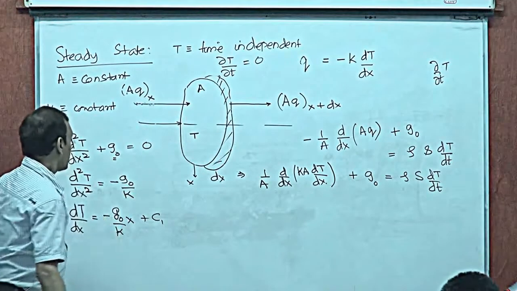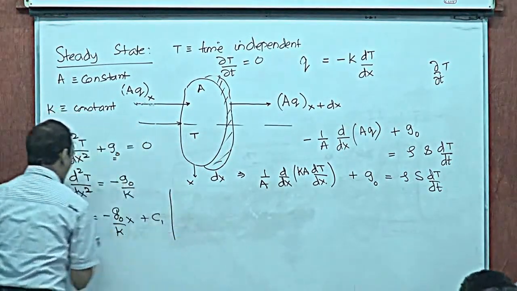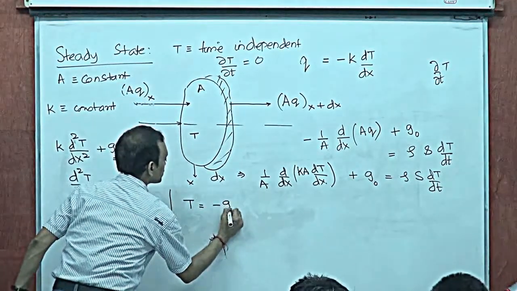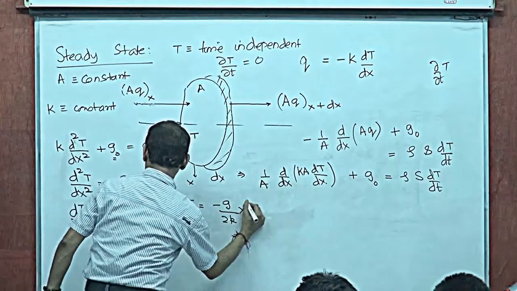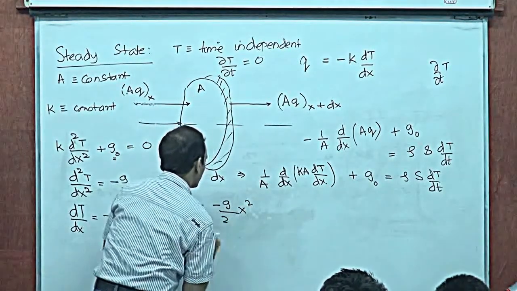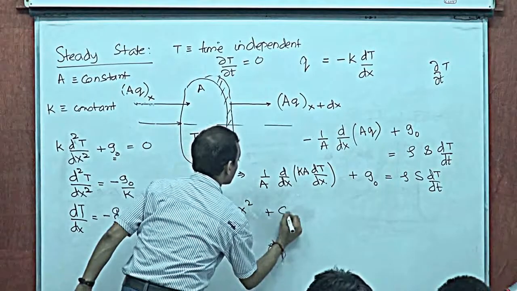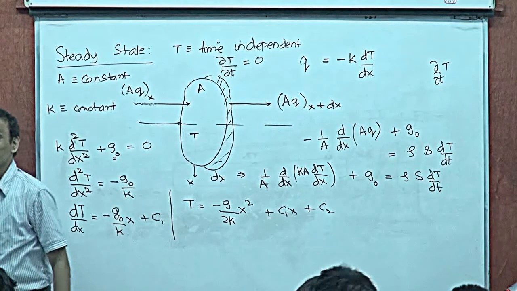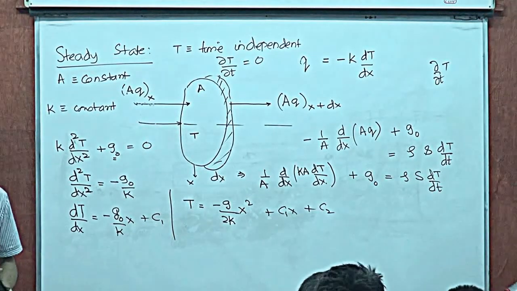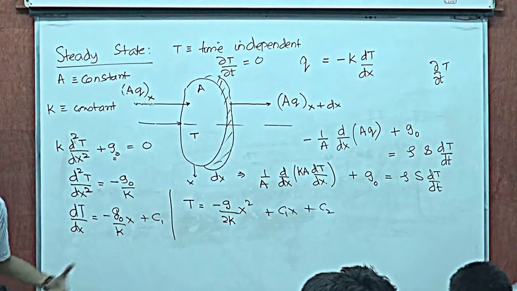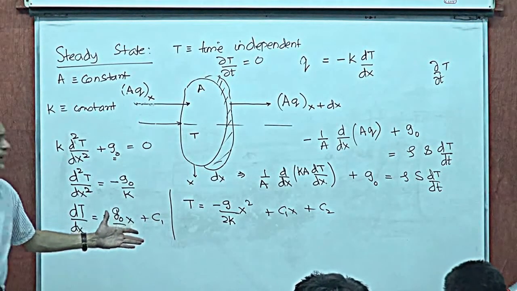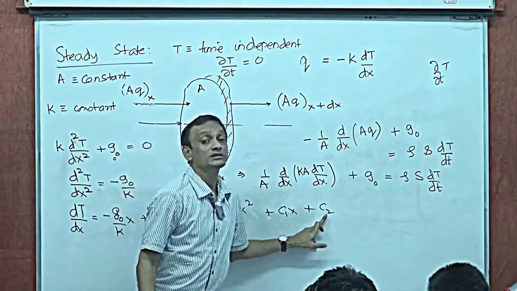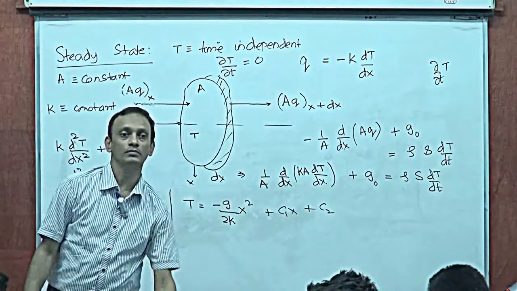Right? Now, I integrate one more time. I get T equal to minus g naught by 2k x squared plus c1x plus c2. That's temperature as a function of x, which is a quadratic. So it's parabolic variation of T as a function of x. It's a parabolic variation, yes or no? Right? Now, how do these constants? Yes, you have a question.